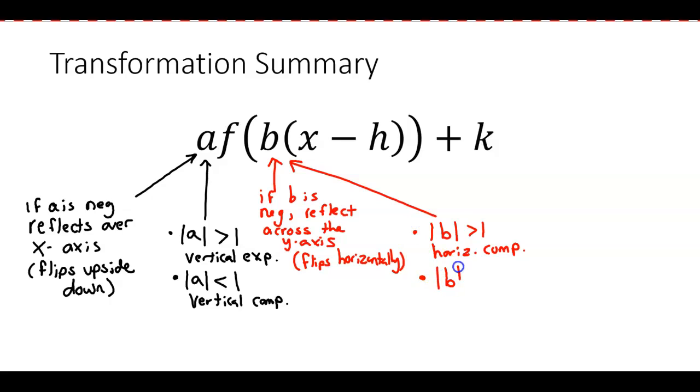And if the absolute value of b is less than 1, then we have a horizontal compression. I'm sorry, expansion. So in other words, it makes it wider. So those ones do quite a bit, the a and the b. There's a lot going on with those. The other two that we'll look at aren't quite as busy.